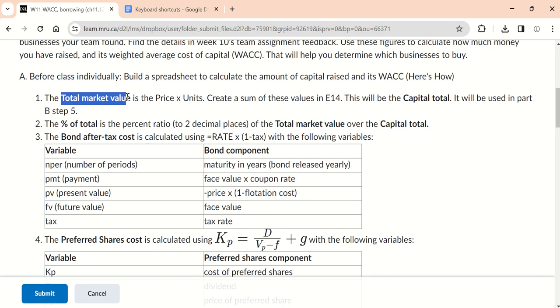We're going to find the total market value of each of the components: bonds, preferred shares, and shares. And at the end, you're going to be able to sum them together and figure out the capital total, how much total money you can borrow.